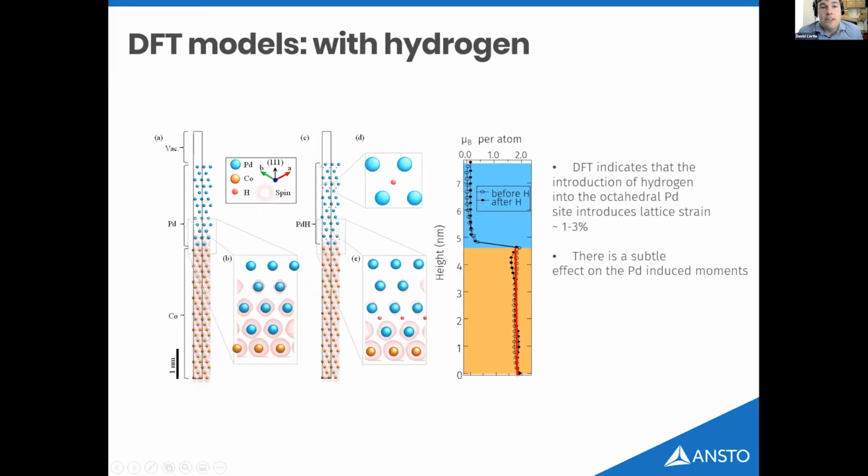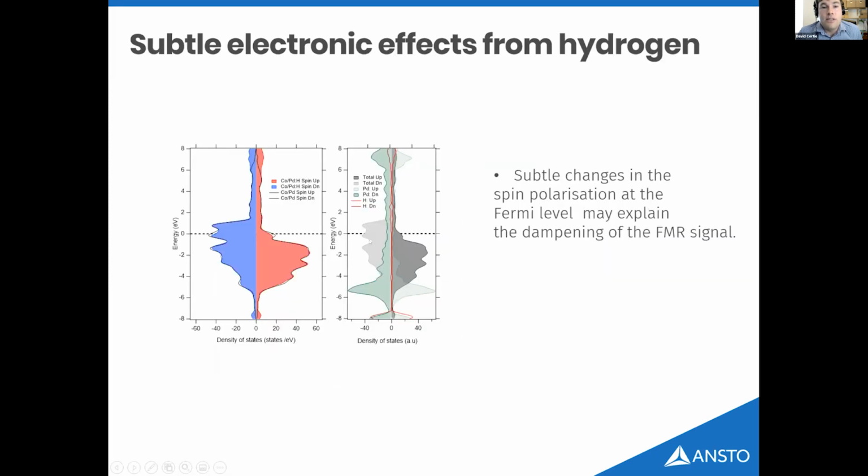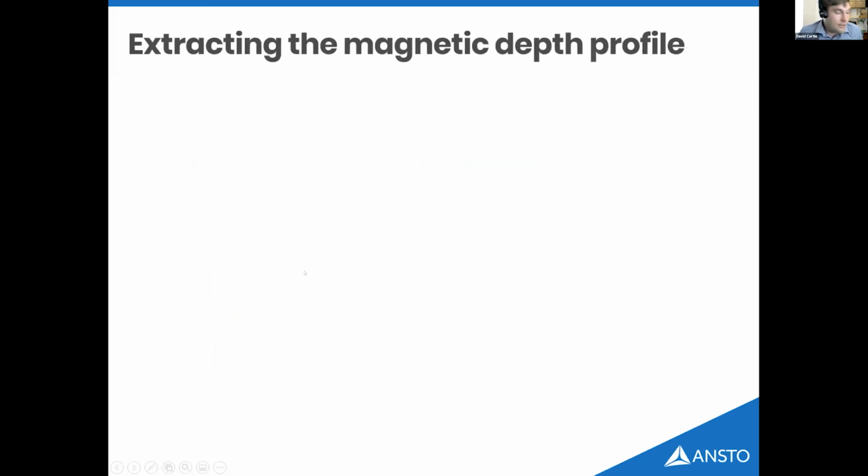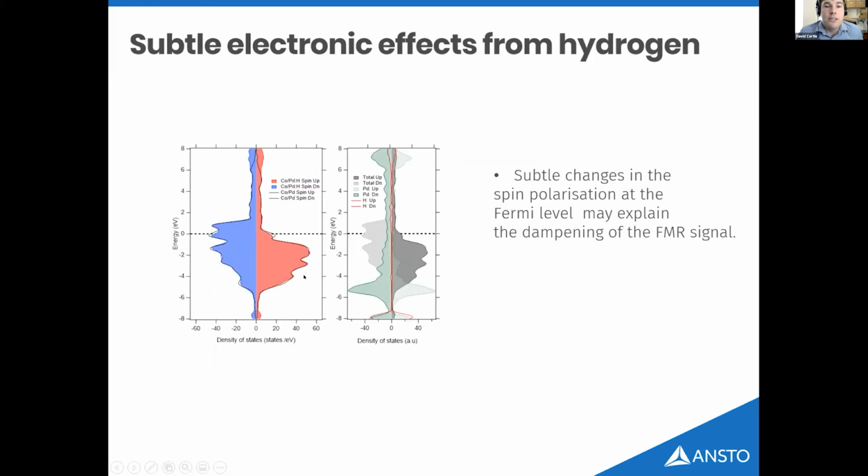And then we can repeat the calculations. What I can draw your attention to, once we add hydrogen to the model, there's swelling of the palladium layer in agreement with the experiment. There's also very little change to the magnetization, just a small or subtle variation around the interface. But the main thing that we also learn from these models is that the spin polarization at the Fermi level does get affected by the presence of hydrogen. There's a drop of about 15% in the spin polarization, which may help explain the damping of the FMR signal. We want to make this method more quantitative in the future.